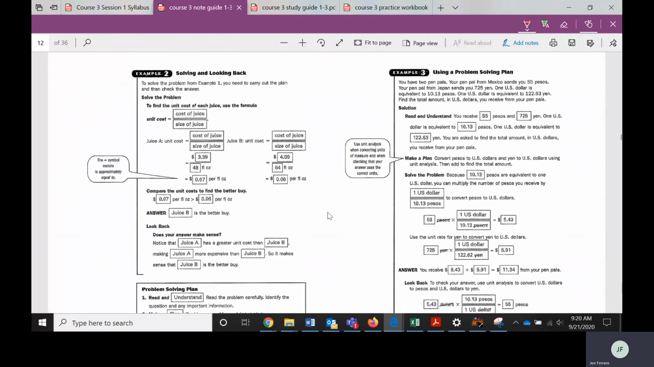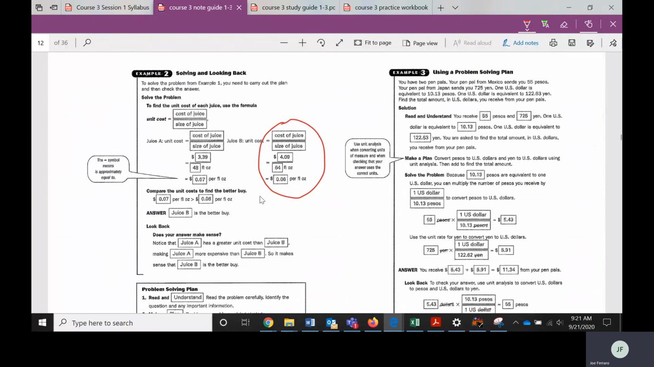So when we go back to this specific problem, we just set up for each juice, we put the cost. It's $3.39 for 48 ounces. It's $4.09 for 64 ounces. There's more decimals involved here, but when we divide, it comes out to be about 0.07 or 7 cents per ounce. This one's about 6 cents per ounce. So it's not a big difference, okay? But if you're going just strictly on which is the better buy, juice B would be the better buy.